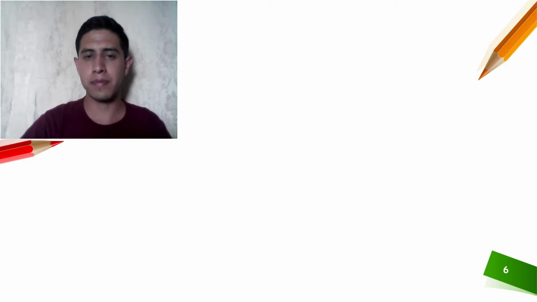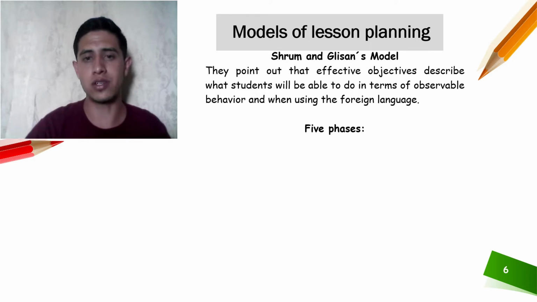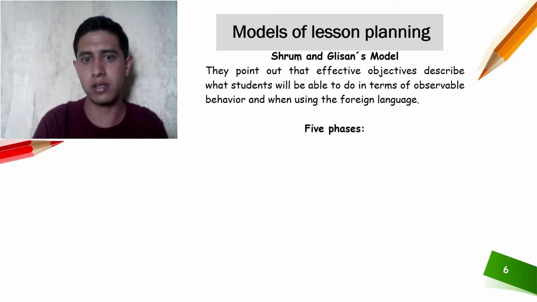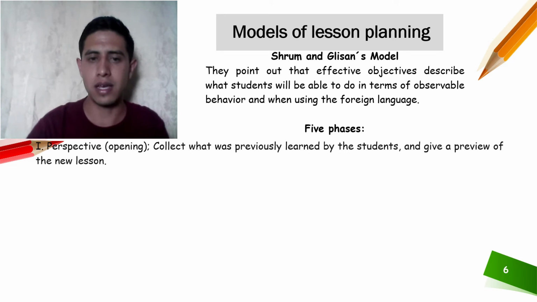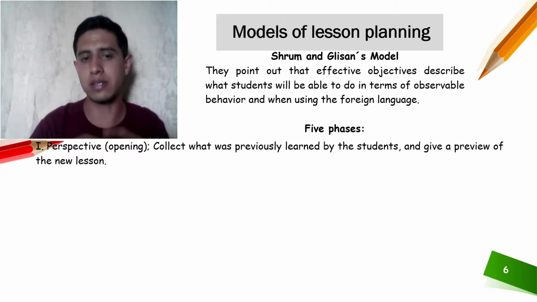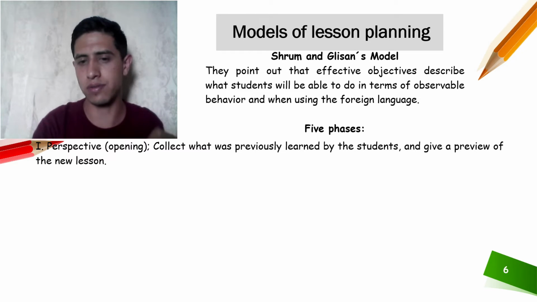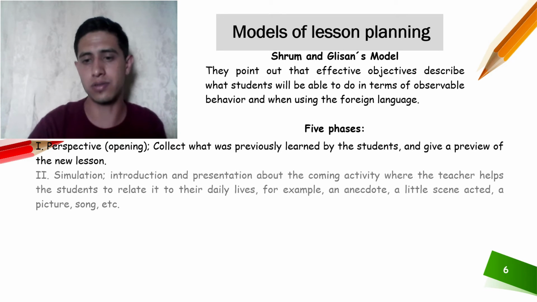This is so easy. And finally, we have Sharon and Gillian's model. The authors point out that effective objectives describe what students will be able to do in order to observe behavior and when using the brain language. And they divide the model in five phases. The first one is the perspective, or call it the opening. This is when the teacher collects what was previously learned by students, and the teacher gives a preview of the new lesson to the students.